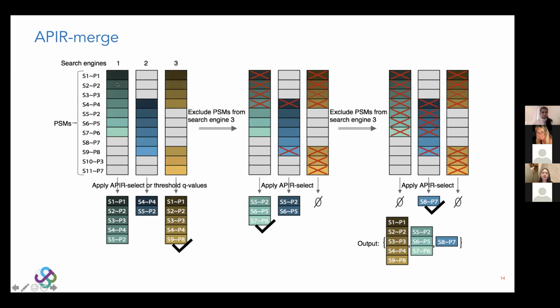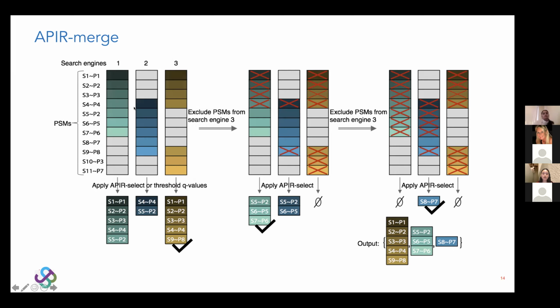Within each individual search engine, the darker color means it has a smaller Q value, meaning that it's more likely a true PSM. And the gray color means that these PSMs are not output by this algorithm 1. Okay, and then APIR combines search algorithms sequentially.